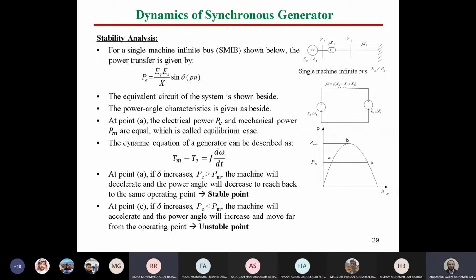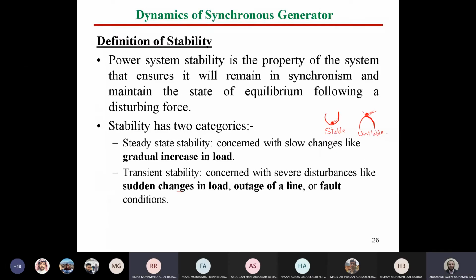Doctor, I didn't get the transient stability. Okay, transient means something happened in very short time. Transient means changes at very small time. For instance, if we change the load gradually during time, for instance, we need to increase the output of the generator by 2 megavolt ampere during 1 minute or 2 minutes, there is no problem in that.